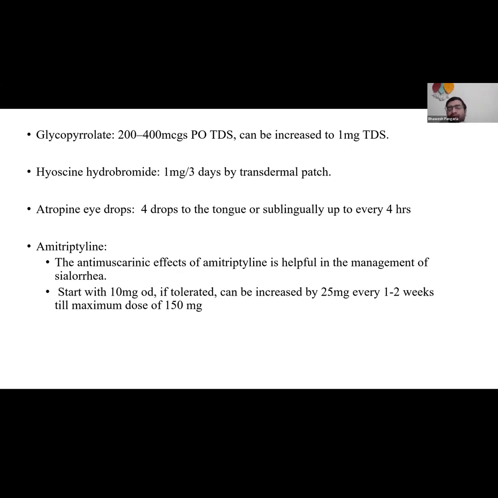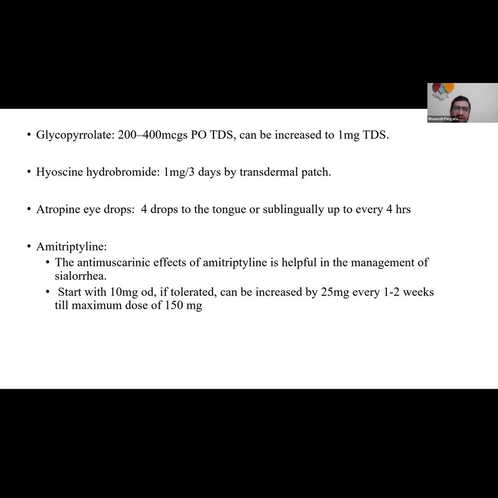Hyoscine hydrobromide, or the scopolamine patch, is a transdermal patch present in the market. That patch comes as 1.5 mg and gives almost 1 mg of drug over 3 days. So the transdermal patch can be applied for 72 hours, i.e. 3 days, and can be replaced later. A maximum of 2 mg of patch can be applied for 3 days.